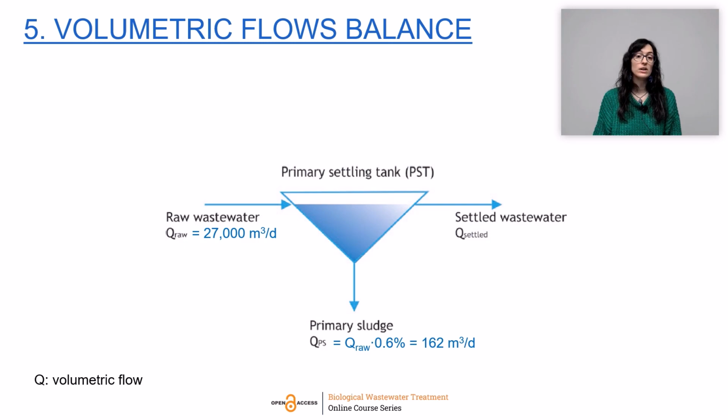And at this point, the only thing that is missing is the flow of the settled wastewater. And this we can calculate it through the mass balance. That means that we can calculate it as the difference between the raw wastewater and the primary sludge flow. We can estimate the settled wastewater flow this way because we are assuming that the principle of conservation of mass is followed. And after this step, we have completed the mass balance over the clarifier in terms of volumetric flows.